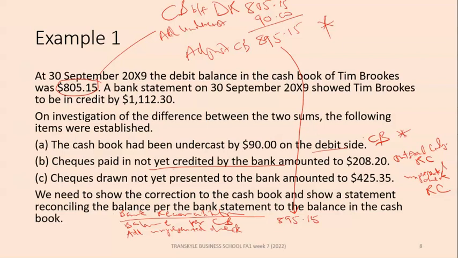All right, then so unpresented checks, where are they? These ones, checks drawn not yet presented to the bank, amounted to 425.85. This is add, and then you have to less bank outstanding lodgements of 208.20.